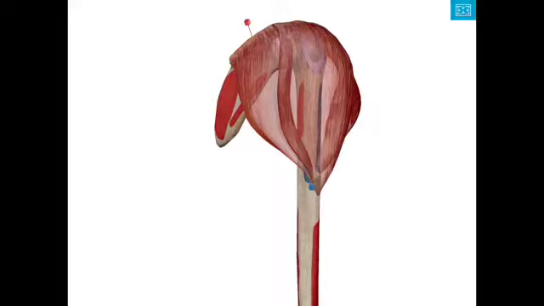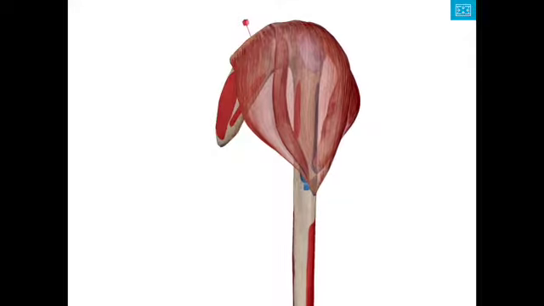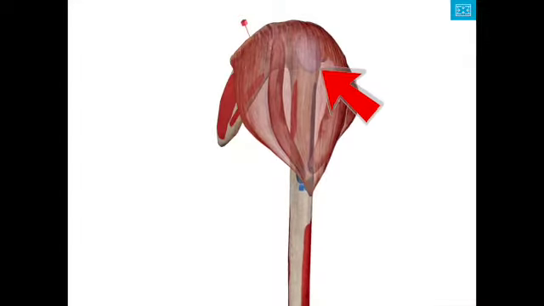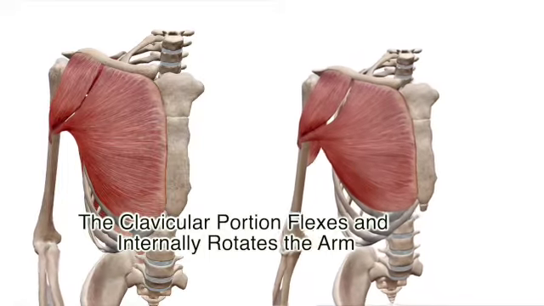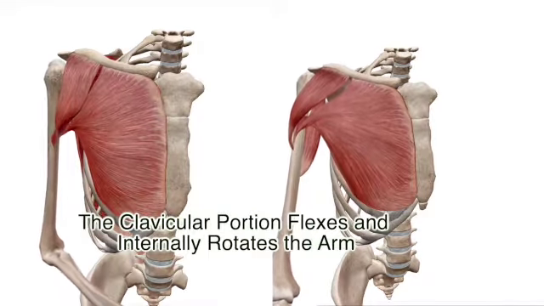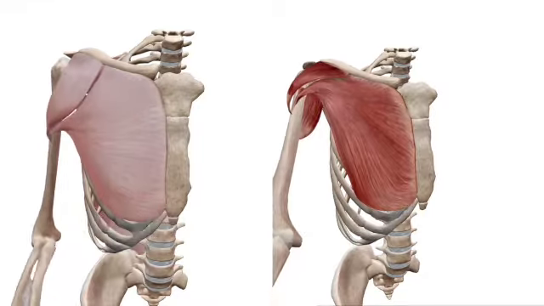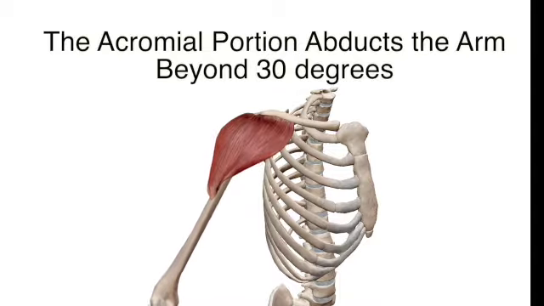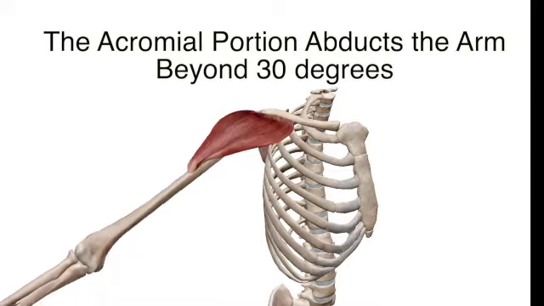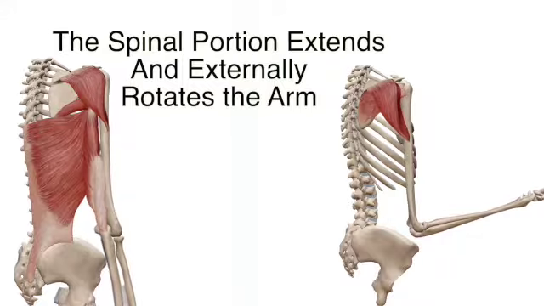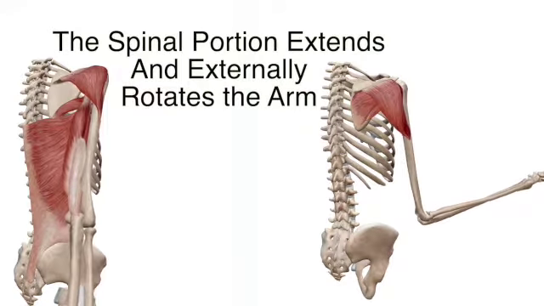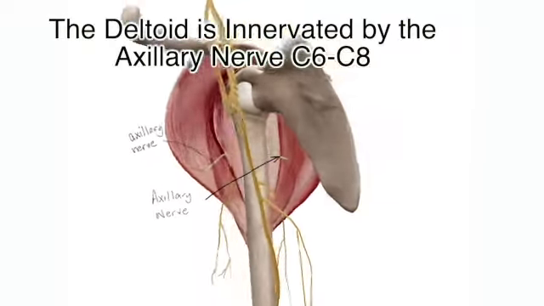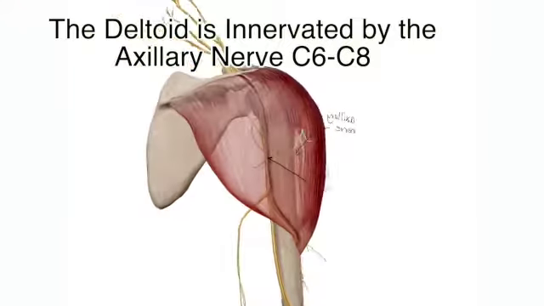The subdeltoid bursa is located between this muscle and the articular capsule for the glenohumeral joint, which may communicate with the subacromial bursa. The clavicular portion of the deltoid flexes and internally rotates the arm. The acromial portion abducts the arm beyond 30 degrees. The clavicular and spinal fibers also contribute to abduction. The spinal portion extends and externally rotates the shoulder. The deltoid is innervated by the axillary nerve, C6 to C8.